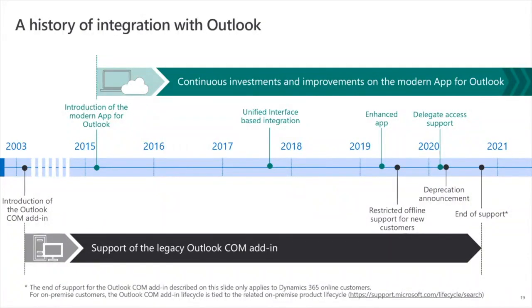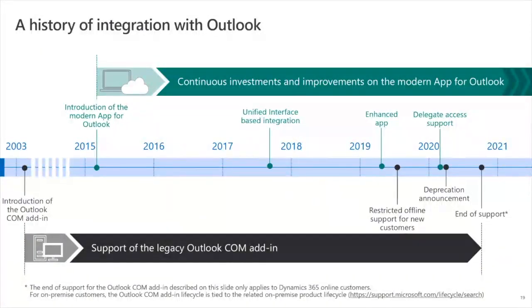Whereas the legacy add-in always had challenges, it was always a challenge for our customers to deploy and operate. And we restricted the offline support last year, and we will stop supporting the legacy Outlook COM add-in by the end of the year, on October 1st, 2020. As a reminder, this only applies to online customers.